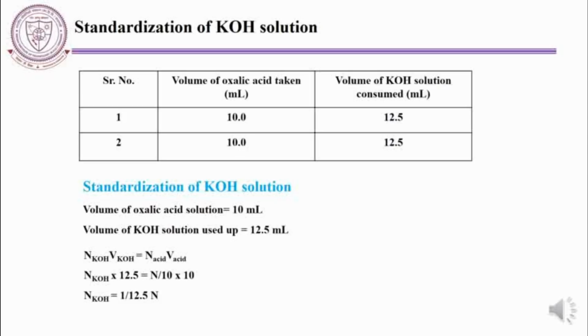As we have seen in the lab, first we carried out the standardization of potassium hydroxide solution. You can remember that the volume of KOH solution consumed to neutralize N/10 oxalic acid solution is 12.5 ml. We pipetted out 10 ml of oxalic acid solution, which is neutralized by 12.5 ml of potassium hydroxide solution. Now if we calculate the strength of the KOH solution, it will ultimately come out as N/12.5. It's a pretty simple calculation, you can do it.